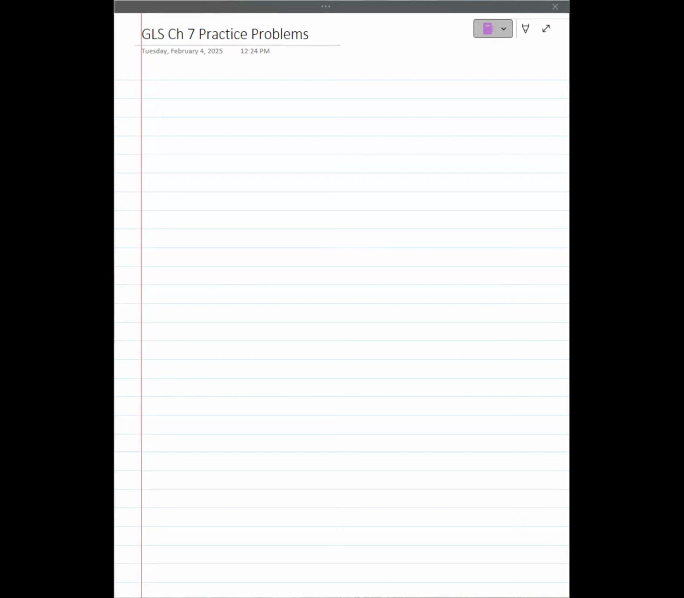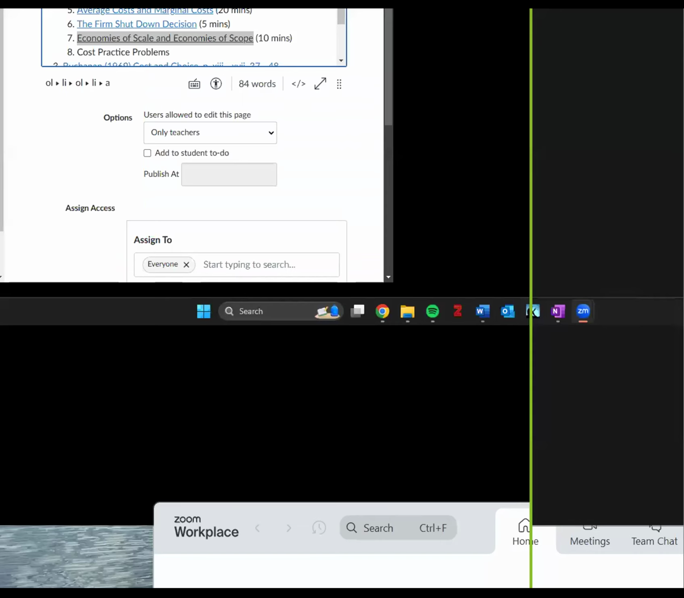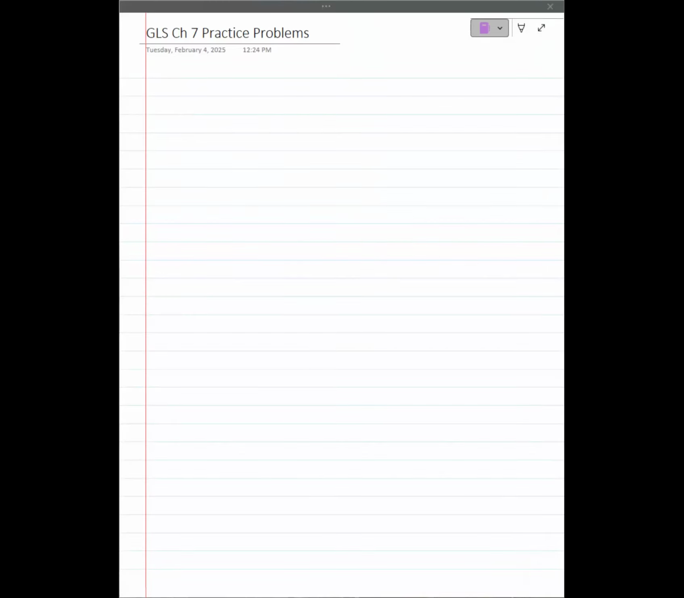Here we're going to work through some of the practice problems for this chapter. If you'd like to see the associated document that I'm going to be working from, it's linked on the course module for the producer costs, or it's available in the files folder on Canvas. For all of these problems, we're going to be working with a firm that I've called Fry Supply.